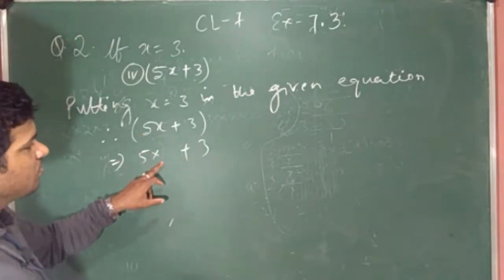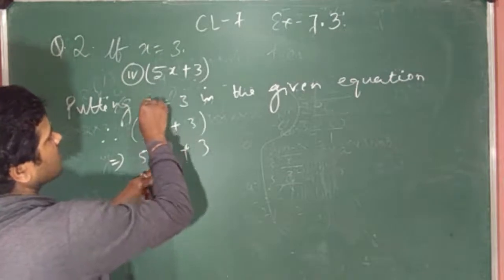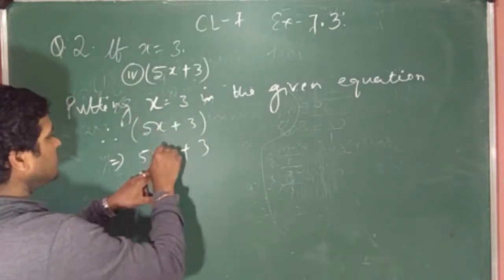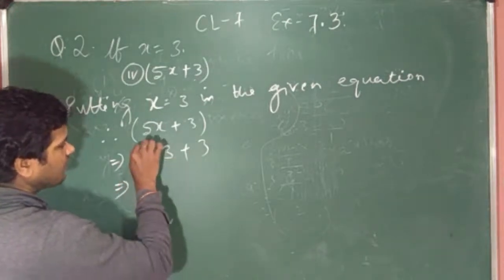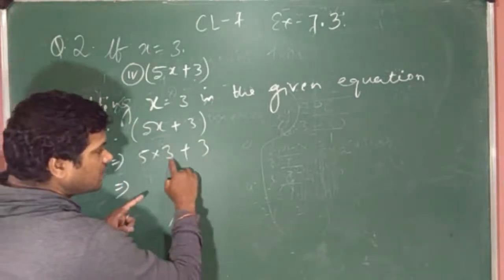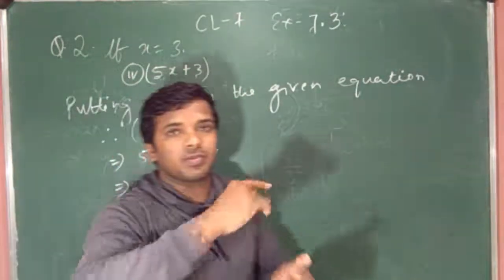5x means 5 into x. But our x is how much? 3. So in place of x, we will write 3. So 5 into 3. Then it doesn't mean that you have to add 3 plus 3, 6. No, because I told you the BODMAS rule, isn't it?